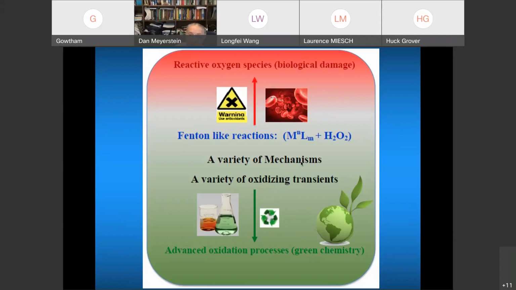Parkinson, cataract, etc., etc. On the positive side, at the downside of this overhead, you can see that the Fenton reaction is used in advanced oxidation processes to oxidize pollutants, to get rid of pollutants, which is very important.